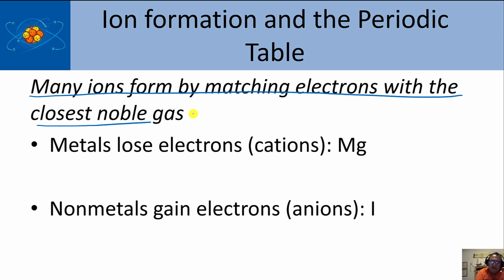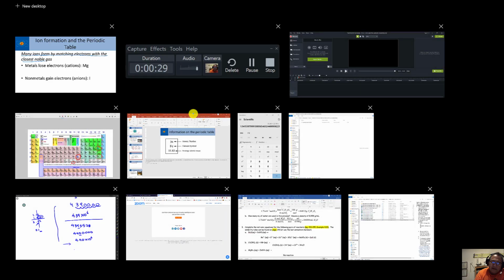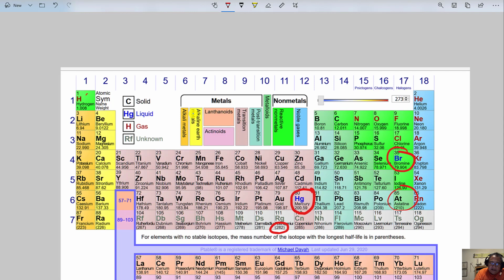So let's look at magnesium. And I have magnesium right here. Now, what's the closest noble gas to magnesium? This is a mistake students make a lot. They look at argon, but the closest one's actually neon, like this. So what it means is magnesium is going to lose 2 electrons, because it's got 12 right now. It'll lose 2 to become like neon, right?